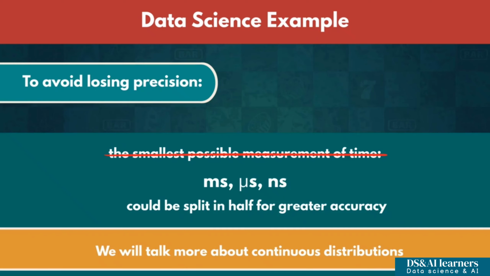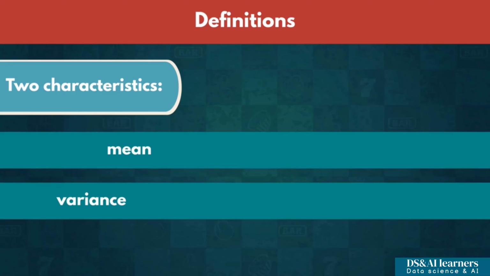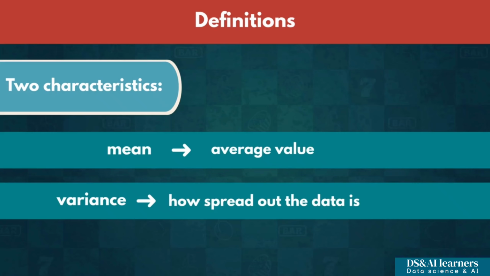Now's the time to introduce some key definitions. Regardless of whether we have a finite or infinite number of possibilities, we define distributions using only two characteristics: mean and variance. Simply put, the mean of the distribution is its average value. Variance, on the other hand, is essentially how spread out the data is. We measure this spread by how far away from the mean all the values are. The more dispersed the data is, the higher its variance will be. We denote the mean of a distribution with the Greek letter mu and its variance with sigma squared.